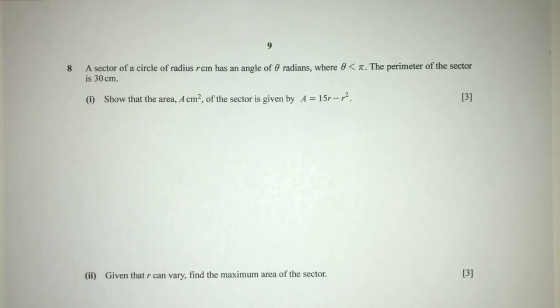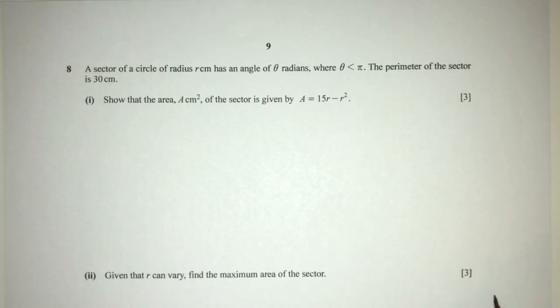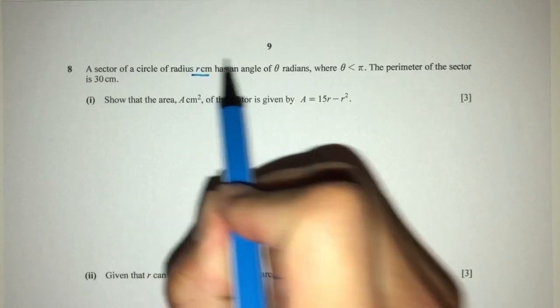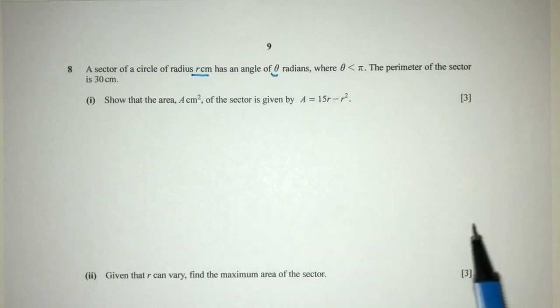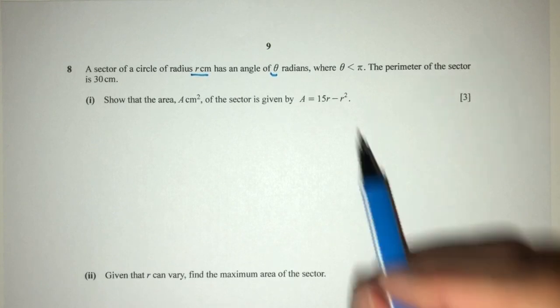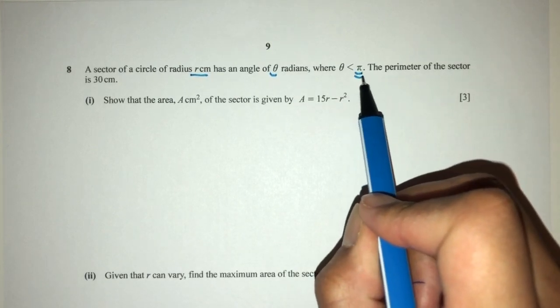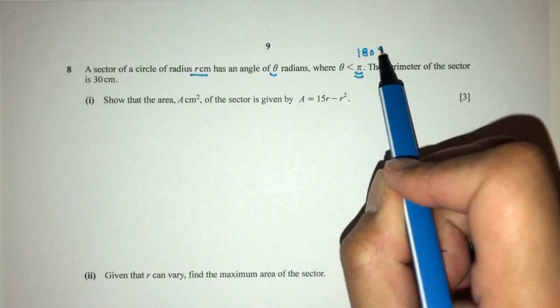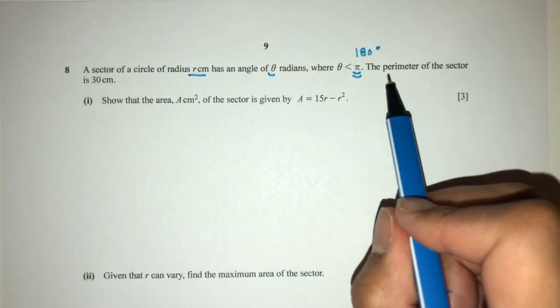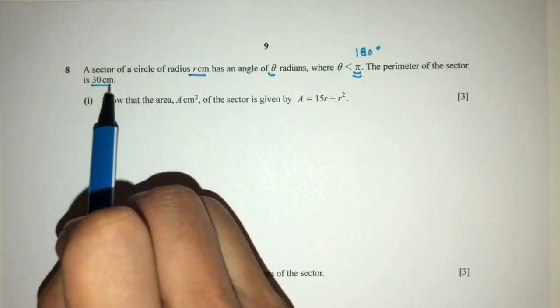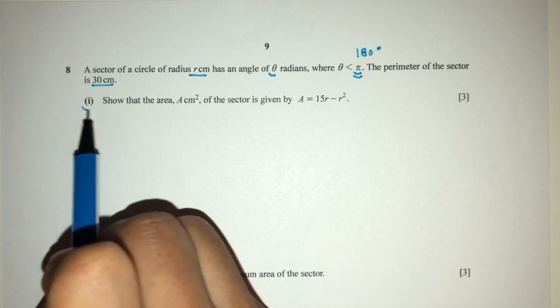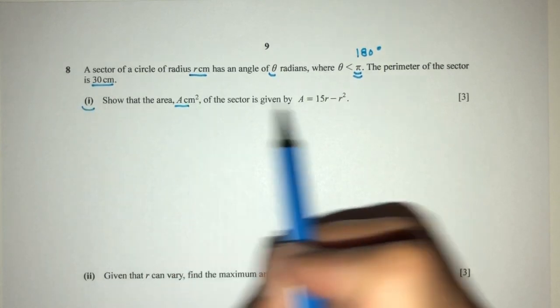Now let's move on to question number 3. Here we have a sector of a circle of radius r that has an angle of theta radians, where theta is less than this. This is 180 degrees. Now, the perimeter of the sector is given by 30. Okay, so for part 1, we have to show the area A is given by this.